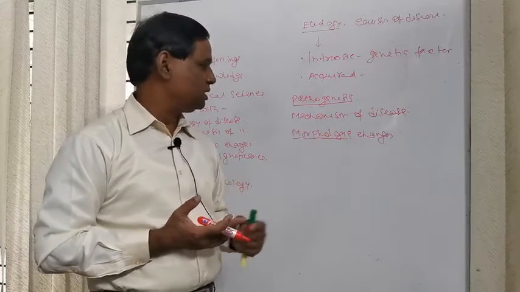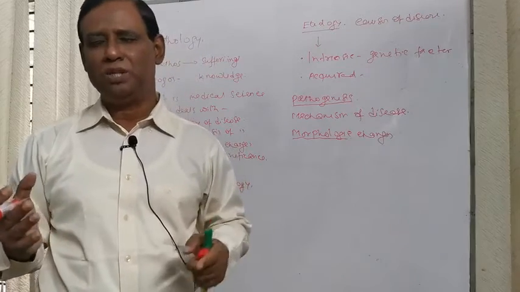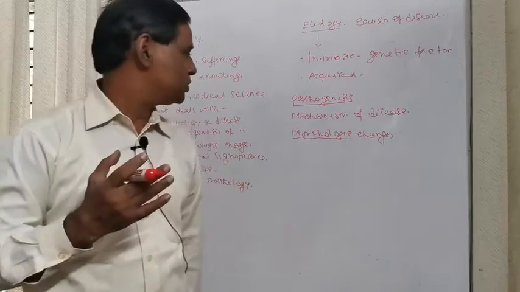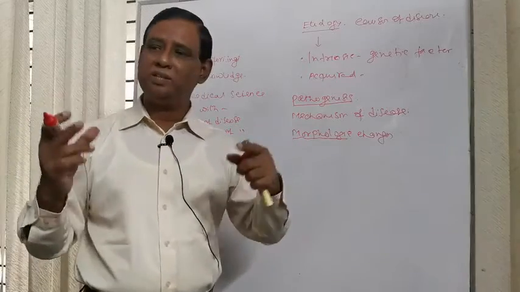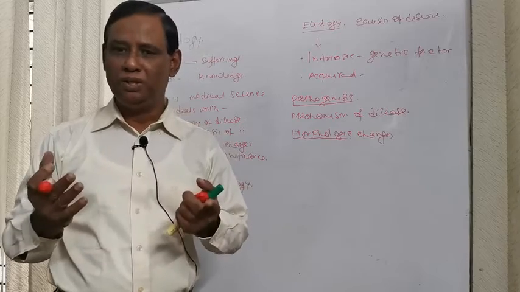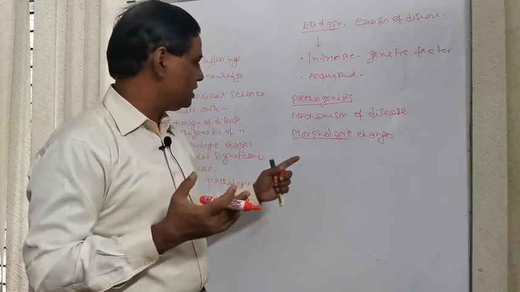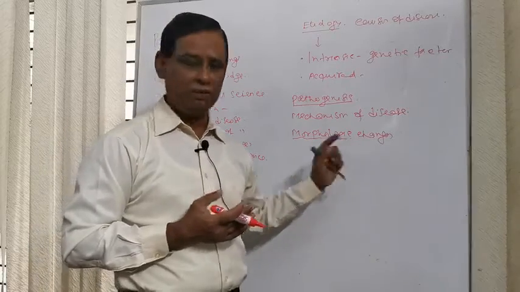Now come to morphologic changes. If anybody suffers from viral hepatitis, cause is virus, and there is development of disease, mechanism of disease, and there is certain changes both in cellular level and also in the tissue in the liver. The changes either in the cell or the tissue is nothing but the morphologic changes.